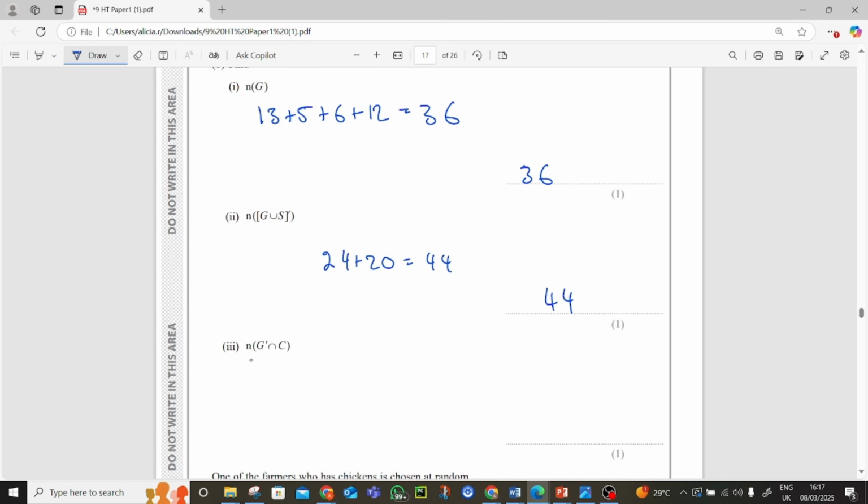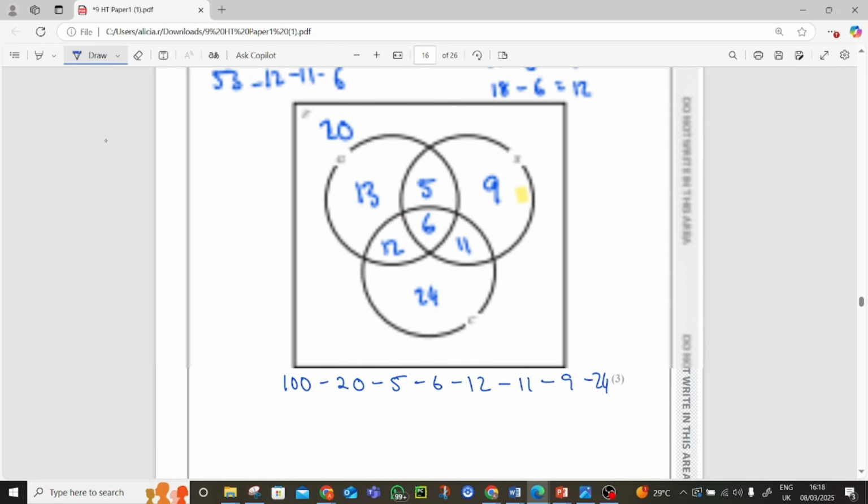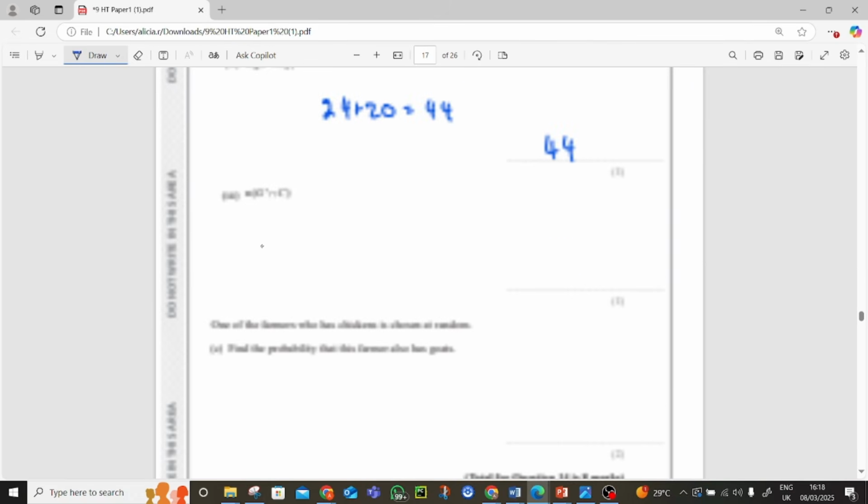Right, moving on to the next problem. We want the number of things that are not in S and not in G, sorry, and also in C. So not in G and in C. All the things that are, let's rub out these bubbles. All the things that are not in G is going to be, this isn't in G, this is not, and this is not. And then we want to intersect that with the things that are in C. Well, the only things that are in C is this 24 and this 11. So this is going to be 24 plus 11. And that is 35.